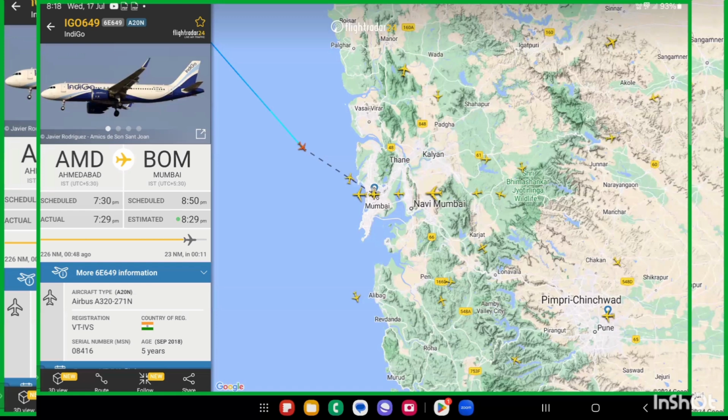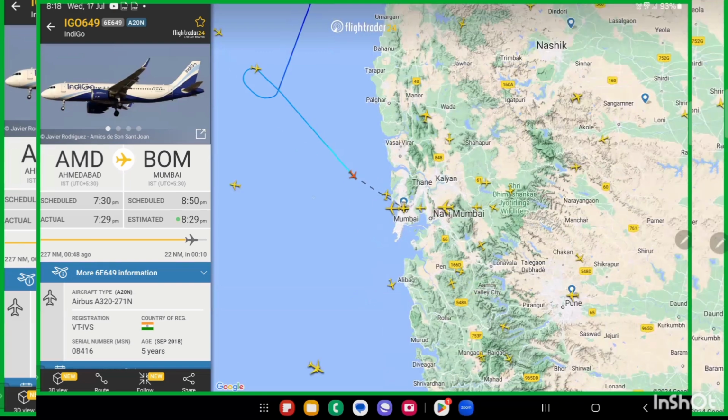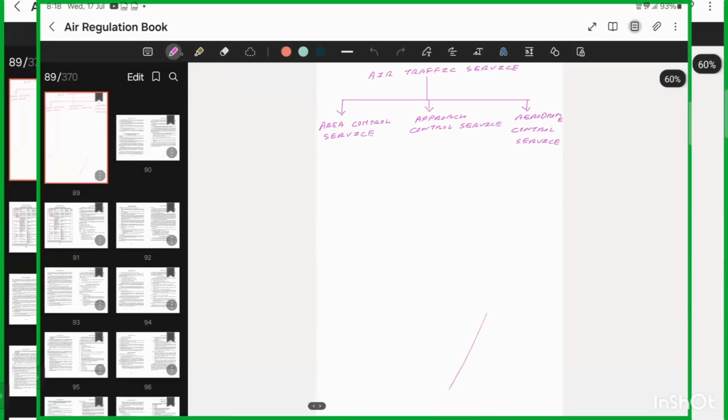They divided the air traffic control service into three categories. One is area control service. That means, in this entire area of Mumbai region, whichever aircraft is flying will be controlled by this area control. If that aircraft is not landing in Mumbai, what is going to happen? It will always remain under this guy. He will tell him what altitude to fly, and he will fly away from Mumbai.